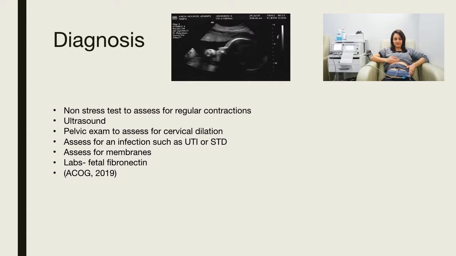There are many ways to diagnose preterm labor. The patient can be placed on a non-stress test to assess for regular contractions. The patient could have an ultrasound to assess for fetal position. The patient could have a pelvic exam to assess for cervical dilation. The patient could also have more testing to assess for an infection such as a UTI or STD.